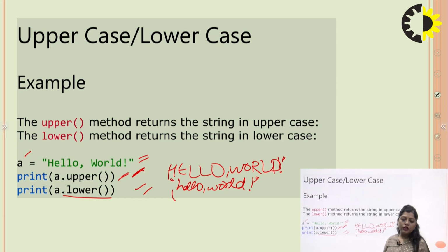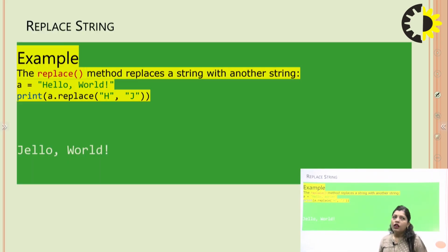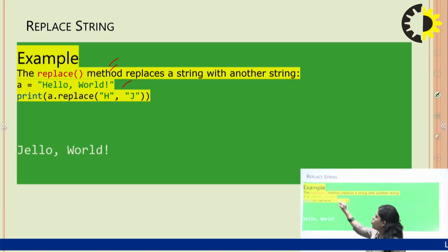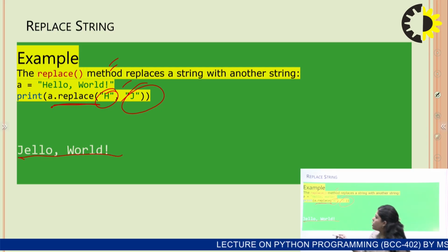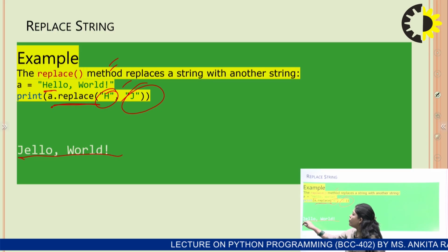So this is the string method. There is another method which is called replace. A string replace method is used to replace a string with another string. For example, a is equal to hello world. In this we use a method a.replace. We replace the value of h with the j. So the output is jello world, because we replace the value of h with j.